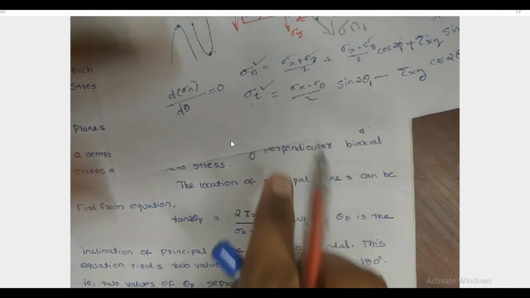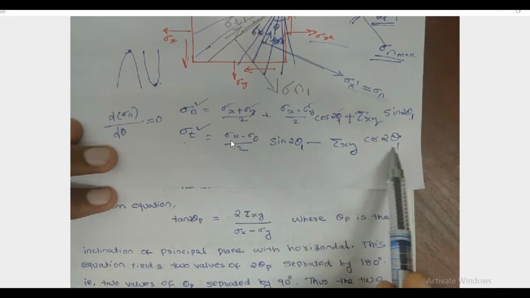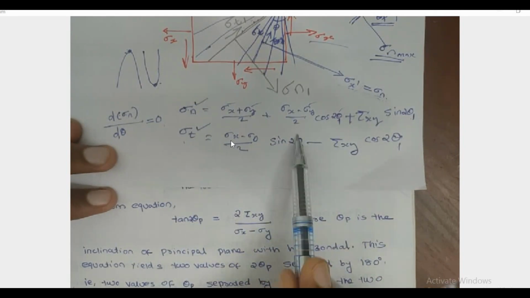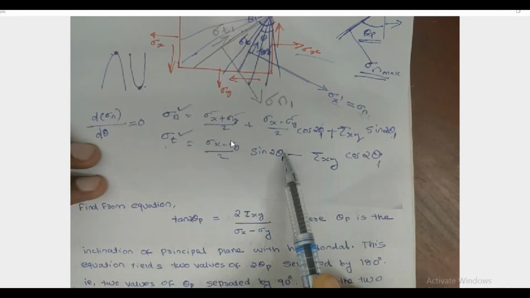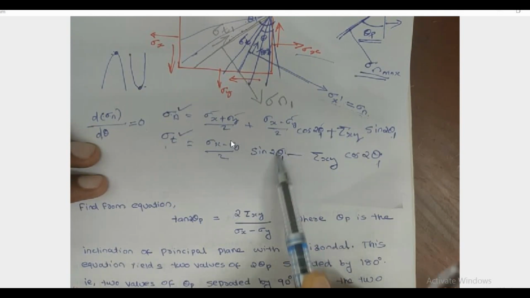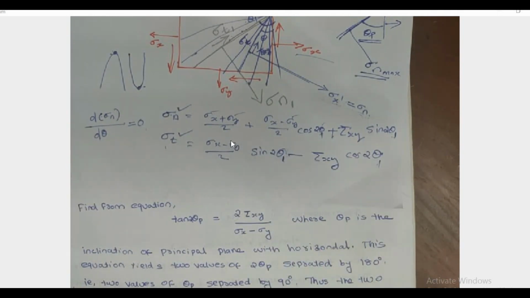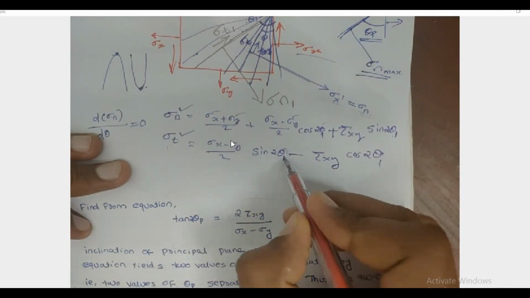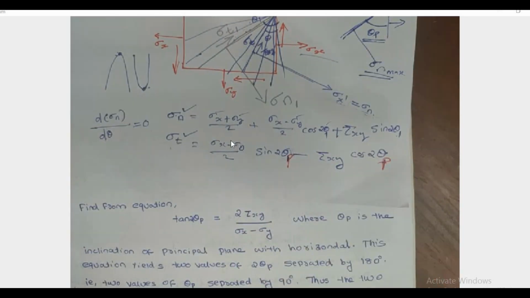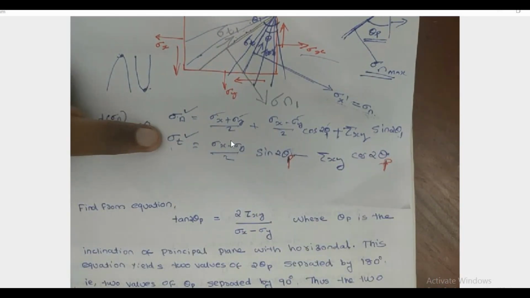This is the shear stress equation. Substitute theta p on this theta, replace this theta 1 with respect to theta p. So by changing this theta 1 with theta p, we get the shear stress on a principal plane.